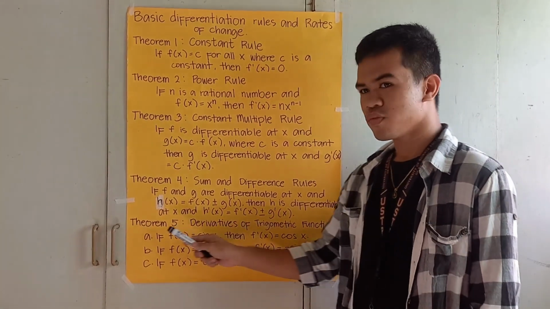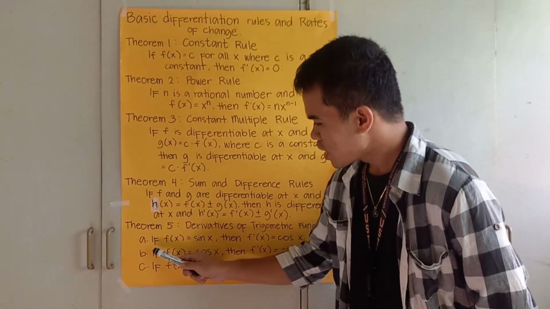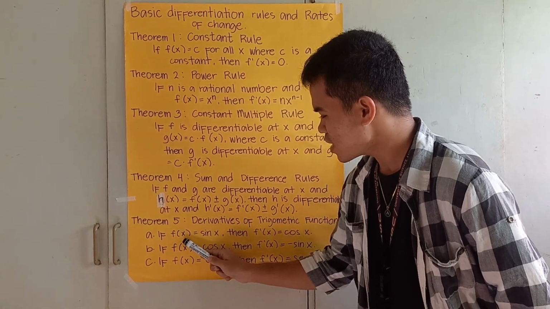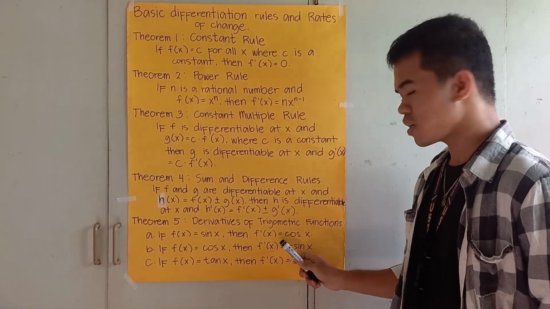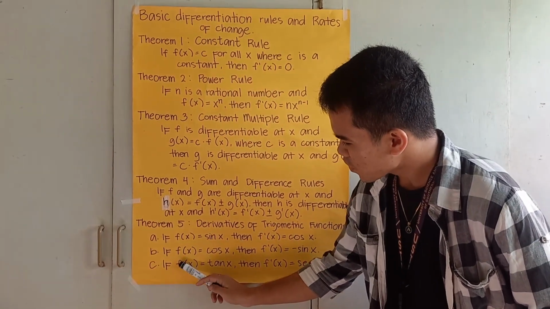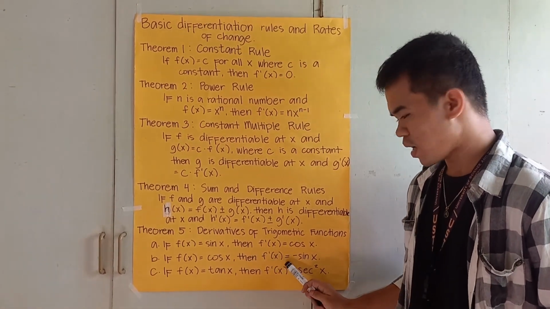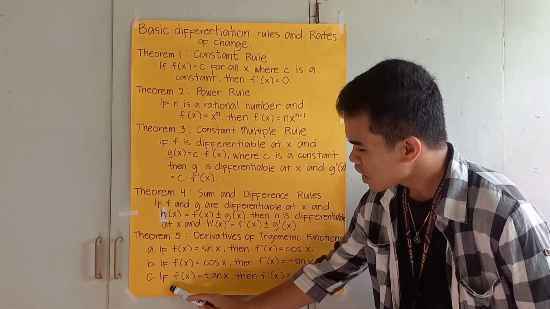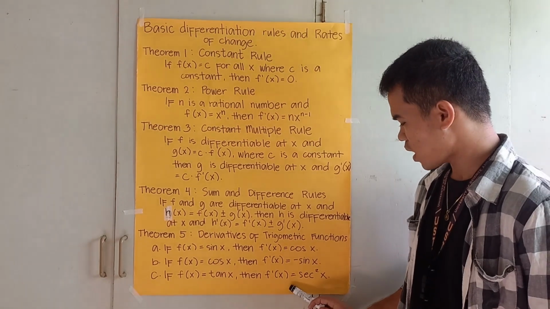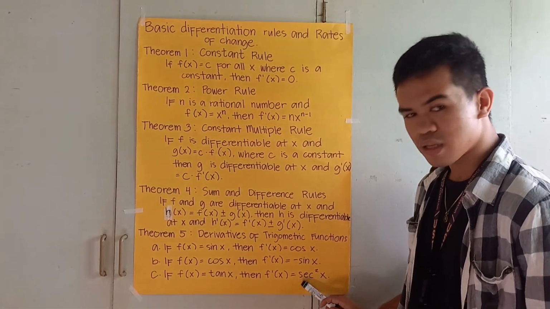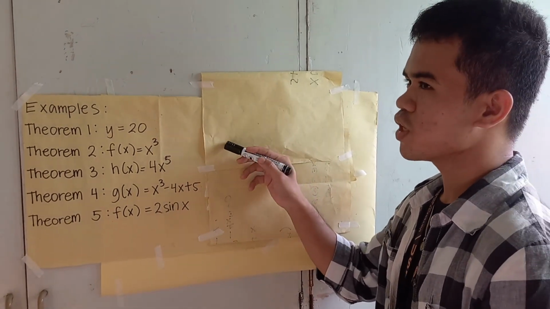For theorem 5, derivatives of trigonometric functions. A, if f of x equals sine x, then f prime of x is cosine x. B, if f of x equals cosine x, then f prime of x equals negative sine x. C, if f of x equals tan x, then f prime of x equals secant squared x. So these are the examples of basic differentiation rules.